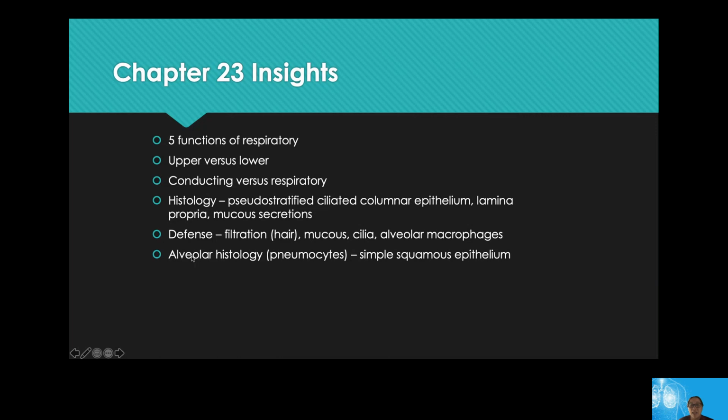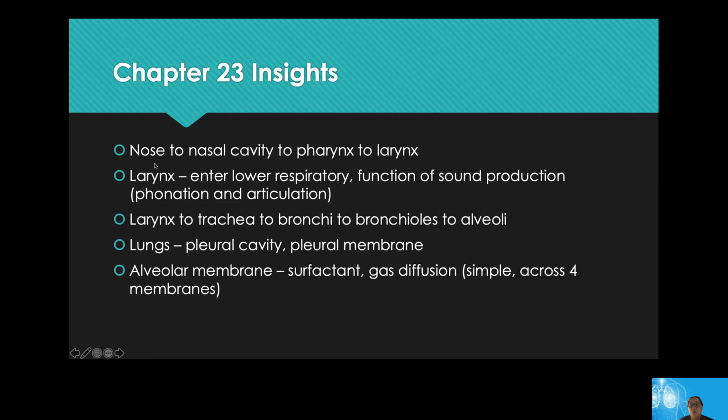And we know that at the alveoli, things get a little simpler, become simple squamous epithelium with the help of those type 1 pneumocytes. Now, this was the basics setting up the system, but then we went back through and learned about the nose, through the nasal cavity, to the pharynx, to the larynx. Then we entered the lower respiratory tract at the larynx.